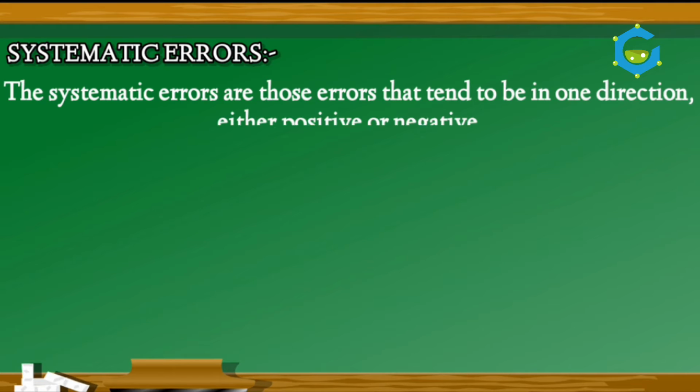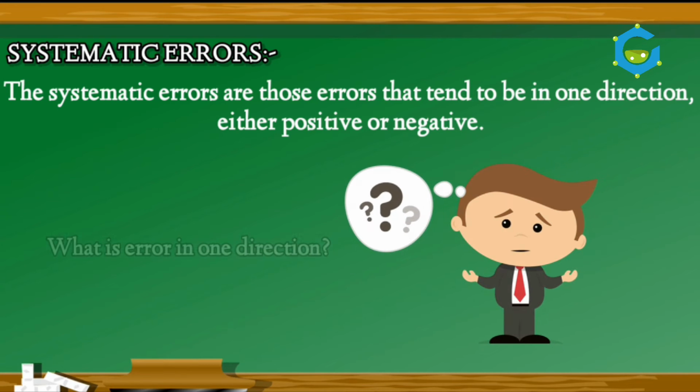Systematic errors. The systematic errors are those errors that tend to be in one direction, either positive or negative. Are you thinking about what is error in one direction? Well, you will come to know about this in coming topics. Now, the first one is instrumental errors.